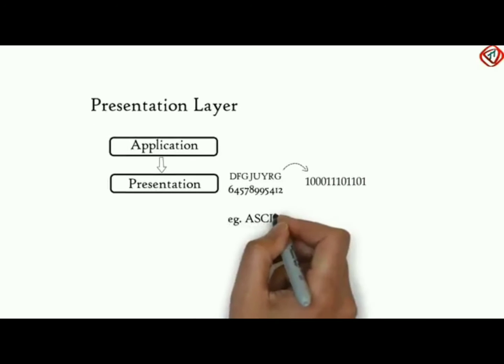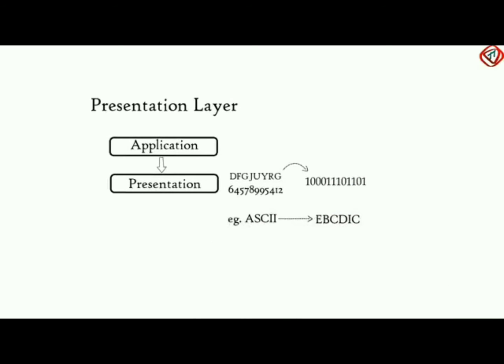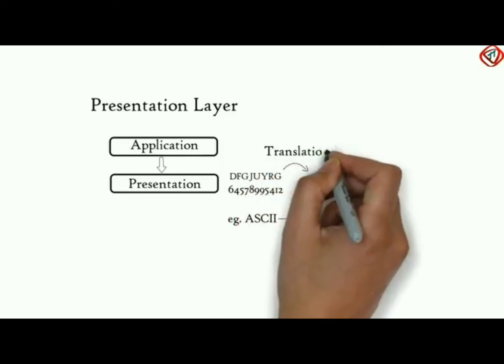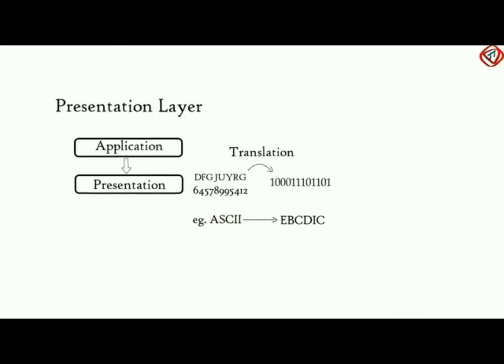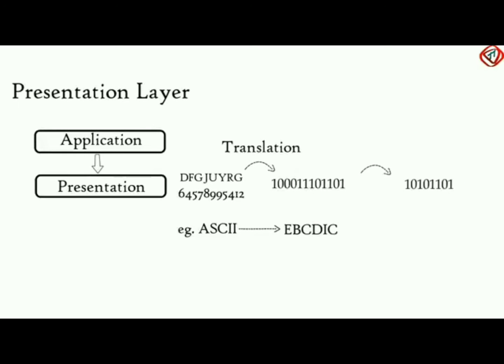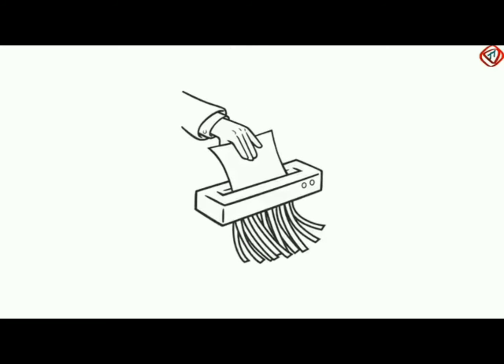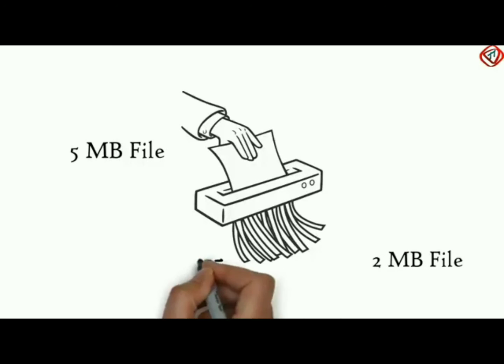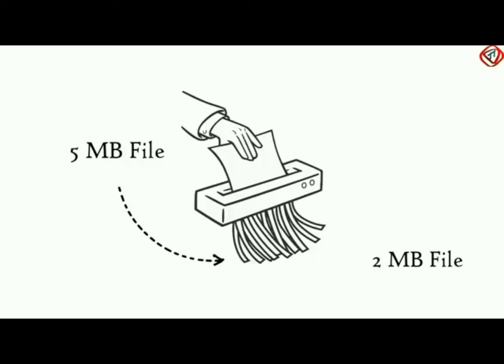The presentation layer converts these characters and numbers into a machine understandable format, which is known as binary format, for example 100111001. Another function of the presentation layer is compression. It is to compress the data to a small size so that it can be transferred faster over a network. This compression can be lossy or lossless compression.